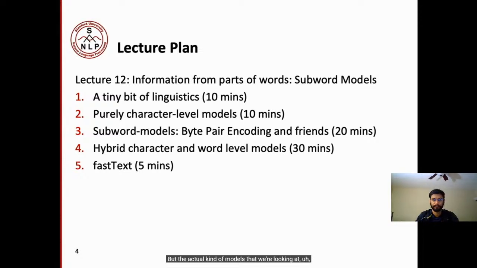But the actual kind of models that we're looking at are sort of using all of the building blocks that we've already looked at, things like RNNs and convnets and things like that. So let's get into this.